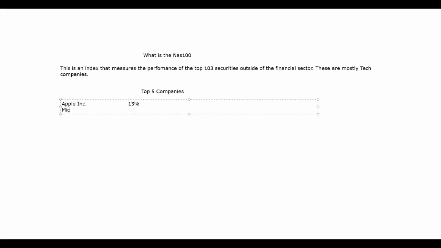And then we have Microsoft Incorporated, which weighs 10%. All right.